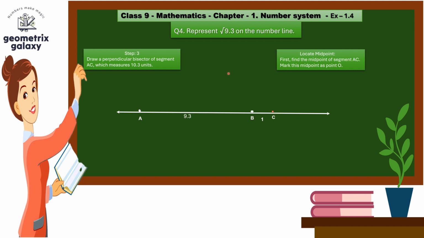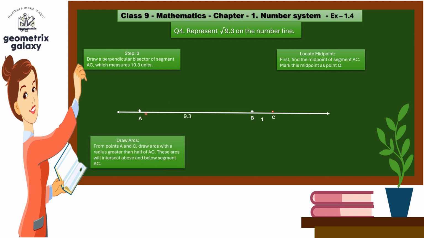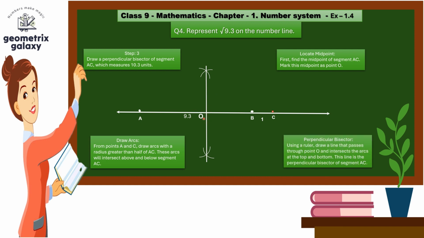The arcs drawn from A at the top and the bottom will intersect the arcs drawn from C at the top and bottom. Now you need to connect the intersecting points at the top and bottom using a ruler. Now this line will bisect the line segment AC. So you will get the midpoint of AC. Now mark the intersecting point of the perpendicular bisector and the line segment AC as O. We found the midpoint of AC and it is marked as O.